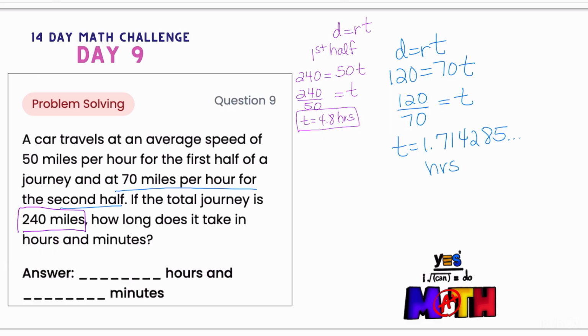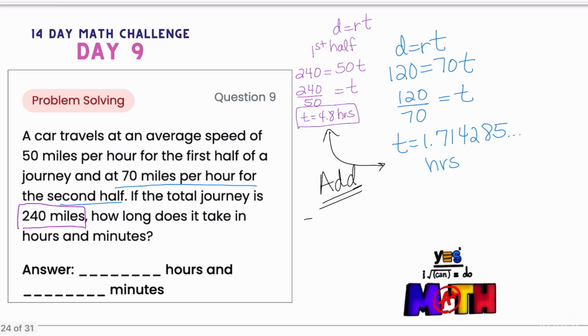Let's go ahead now and we're going to add these together. So I'm going to take my two answers, the 4.8 I got for the first half of the trip, and now the second half of the trip took 1.71 hours, and I'm going to add that together. That's going to give me a total of 6.514, and the decimal keeps on going. So I know my answer is 6 hours and some minutes.